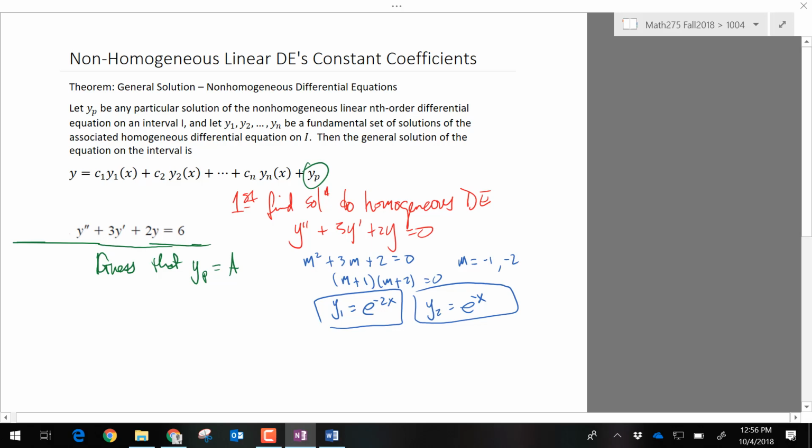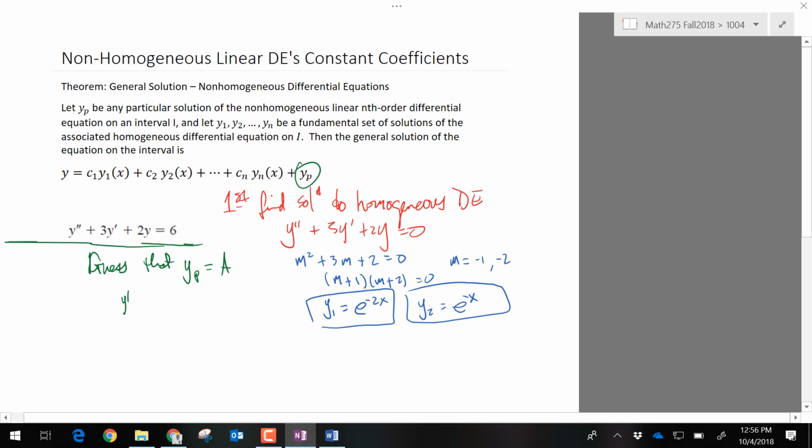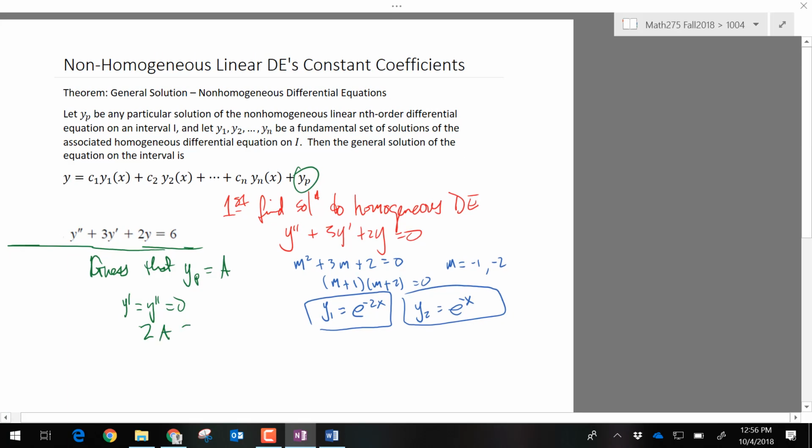Anyways, that doesn't matter. First and second derivatives are zero. So when you plug that A constant in there, then things are going to disappear, and so we just have 2 times A is equal to 6, so A is equal to 3, right? So that's your y sub p, just happens to be constant.